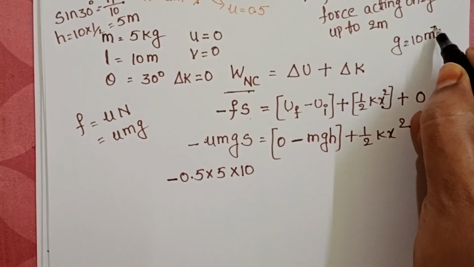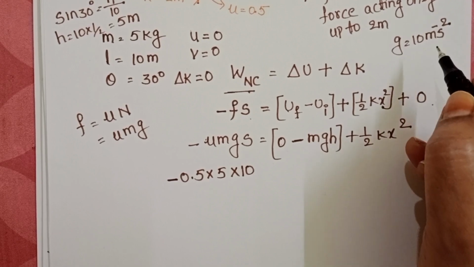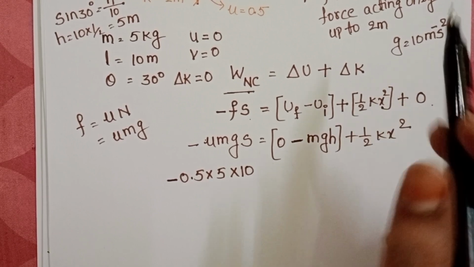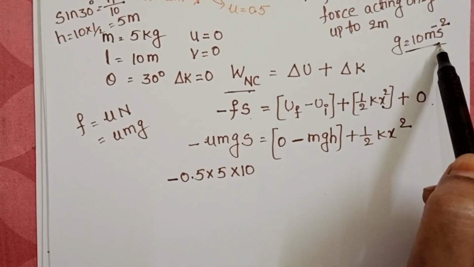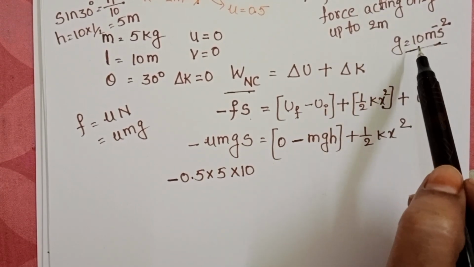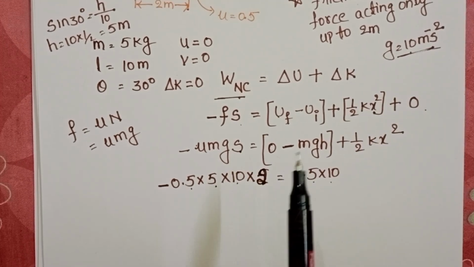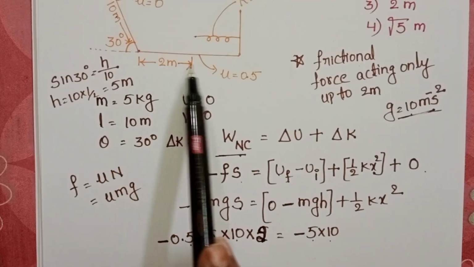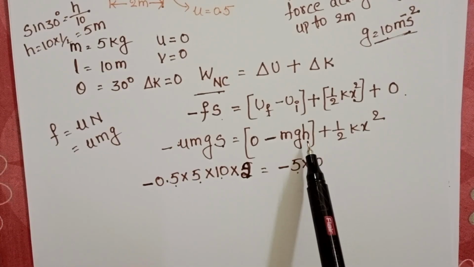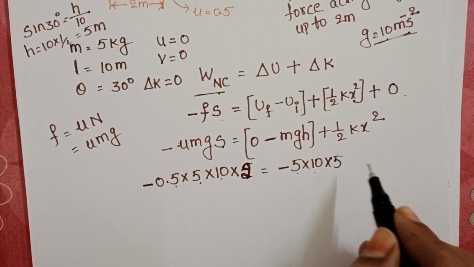Actually g value is not mentioned in question. Then we have to take 9.8. But when we take 9.8, we are not getting the exact answer. That's why take 10 meter per second square. These two are assumptions in this question. Here s is equal to 2 meters. Distance travelled by the block along the horizontal surface is 2 meters. And here height of the inclined plane is 5.